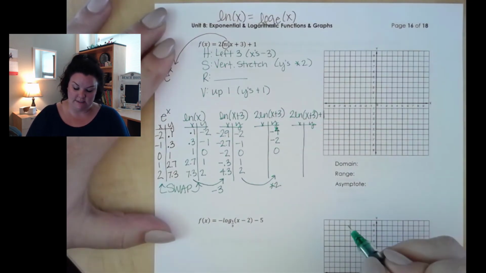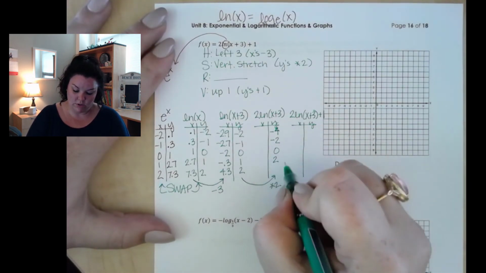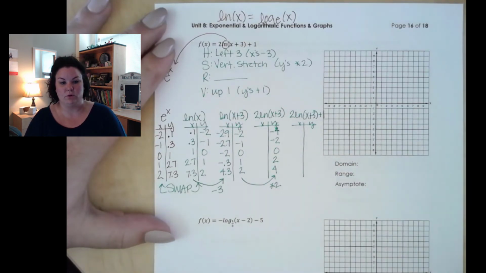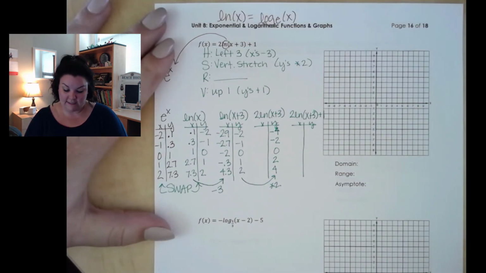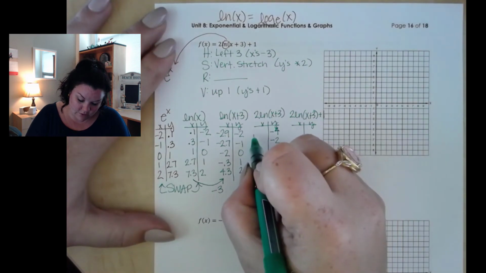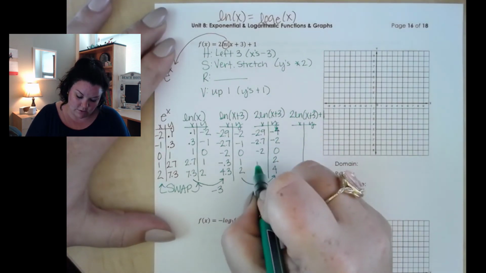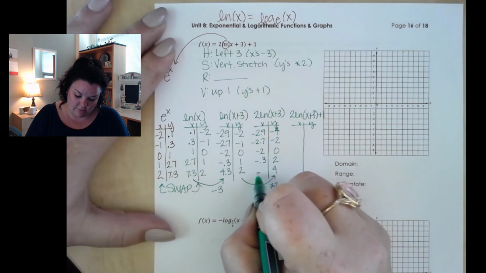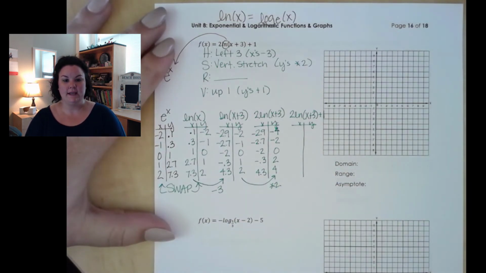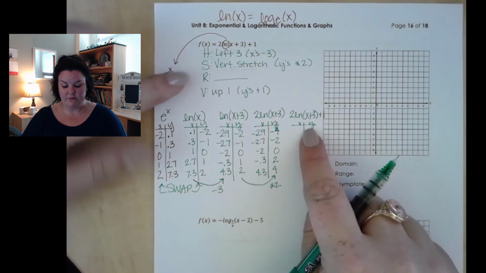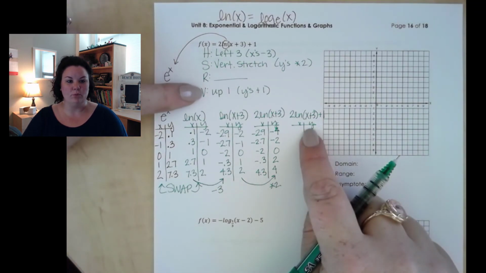0 times 2 is 0, 2 times 1 is 2, and 2 times 2 is 4. Okay, my x's stay the same: negative 2.9, negative 2.7, negative 2, negative 0.3, and 4.3. Okay, and then I do my last transformation, which is a vertical shift up 1.